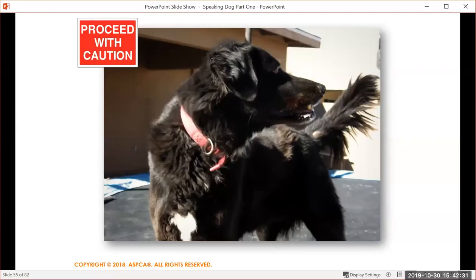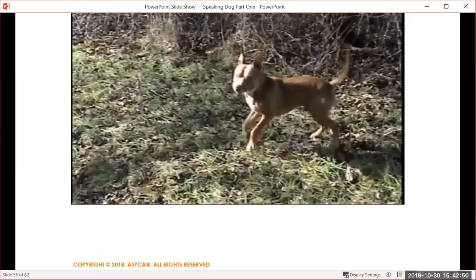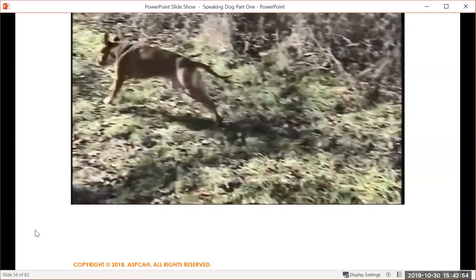This is a proceed with caution dog. There's a lot of things going on there, but certainly that tail is stiff, upright, and tense, and the whole picture of the body is tense. Next slide. Okay, here's the next video in this interaction between these dogs.